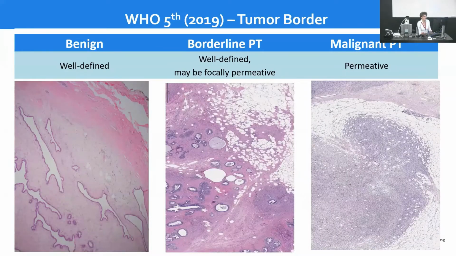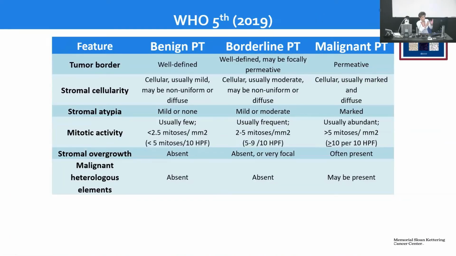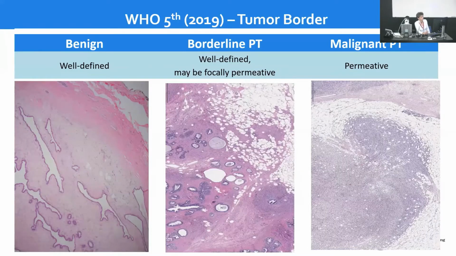The tumor border: we use these features to classify the tumors in 3 subgroups of benign, borderline, and malignant. The tumor border in benign Phyllodes tumor is well defined. In malignant, it is diffusely permeative, and in borderline it is well defined but maybe focally permeative. This is the definition by the WHO.